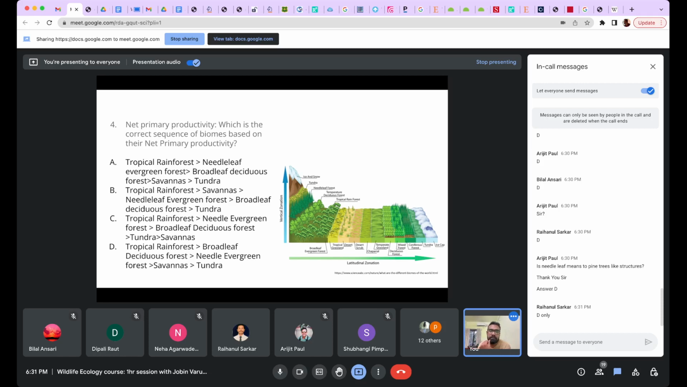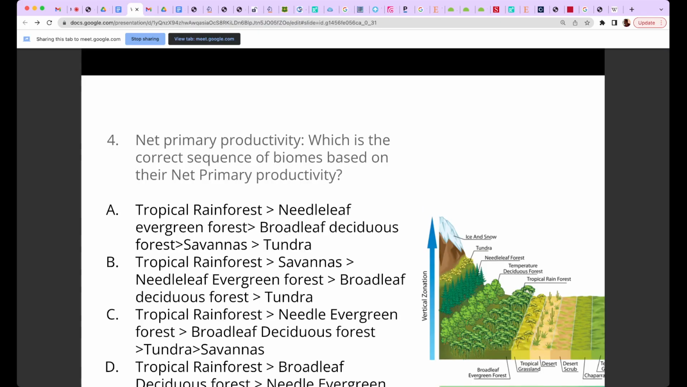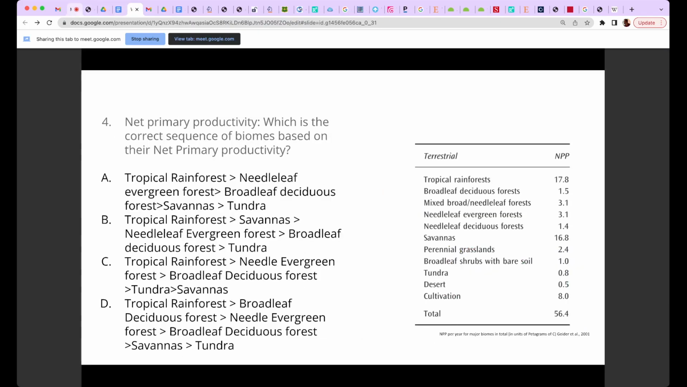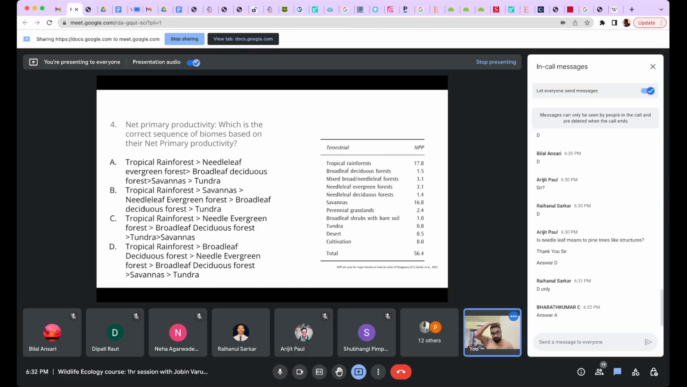Okay. Most of them said D. You are going to be up for a big surprise. Somebody said A. Anyways, Bharat Kumar said A.